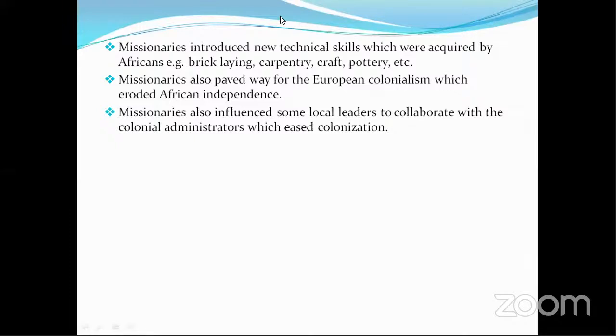Okay, I have Miss Ghana here. Miss Ghana, I've unmuted you. Yes. Teacher? Yes. Can you hear me? Yes, I can. I want to ask in that point, you say that missionaries introduced new technical skills which were acquired by Africans. In that point, the activity of missionaries was that they introduced new technical skills, right? Yes, it was. But what was the effect? The effect is the skills. Africans acquired the skills. Are you getting the point? They taught Africans and Africans acquired the skills. I think that, thanks, teacher. You're welcome.